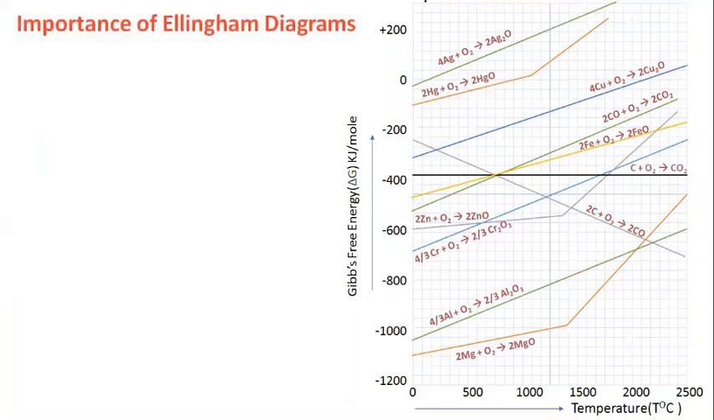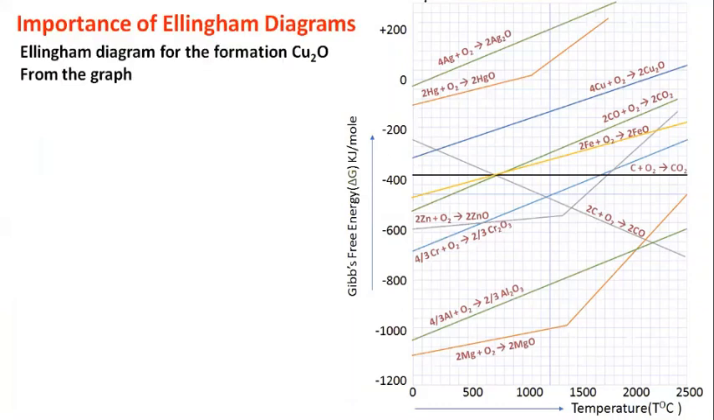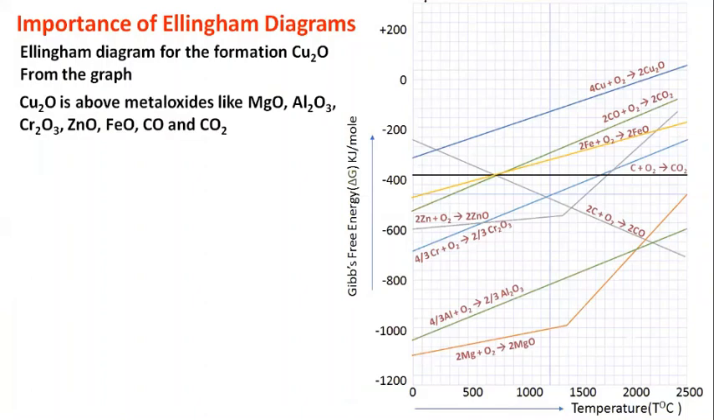Let us see the next one. Ellingham diagram for the formation of cuprous oxide. Here you can see that magnesium, aluminum, chromium, zinc, iron, all these are below copper. All these are below copper in the Ellingham diagram.